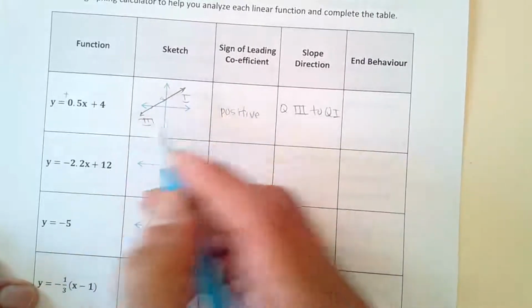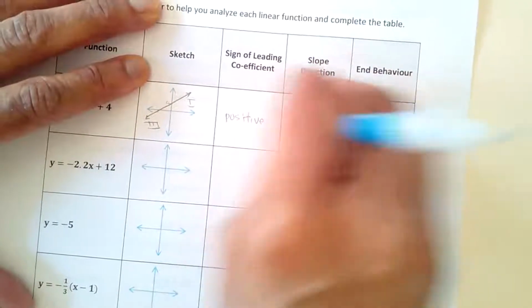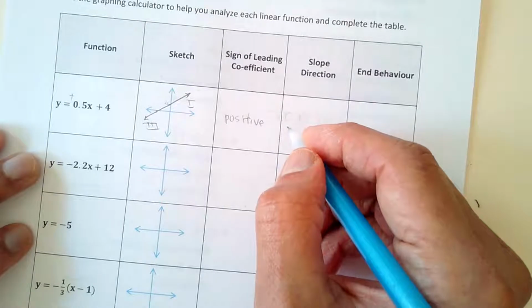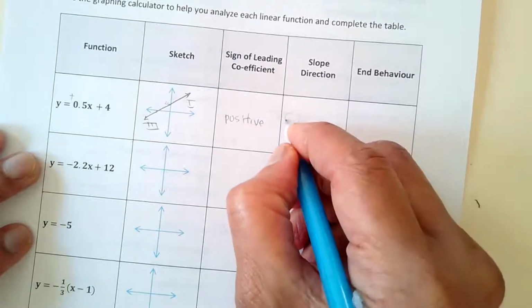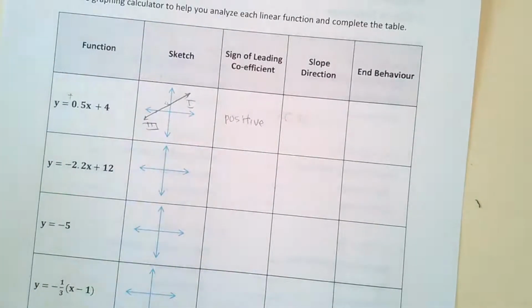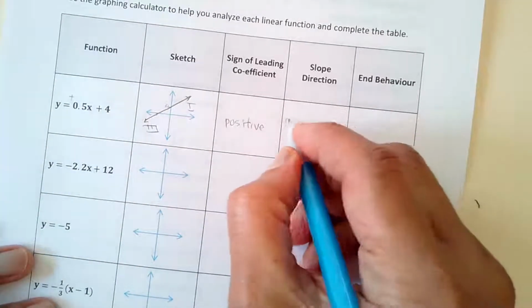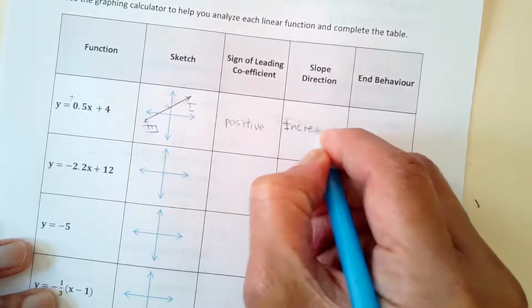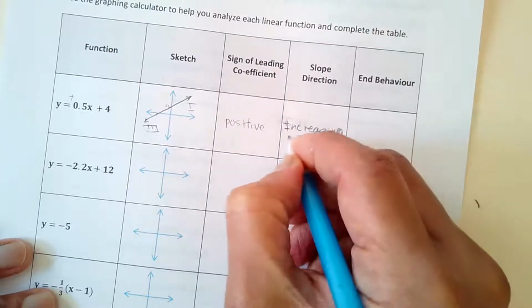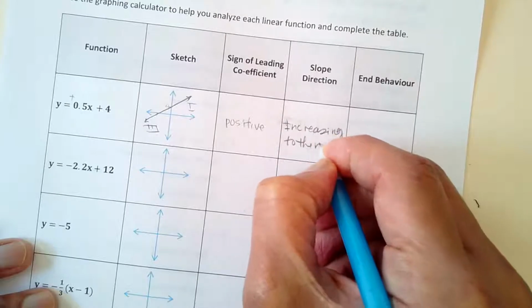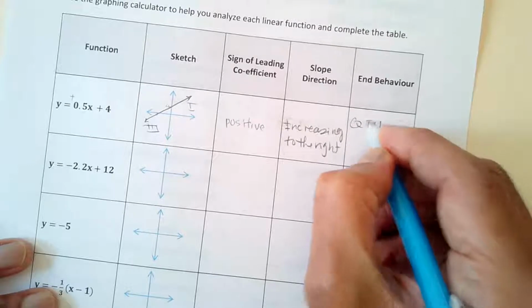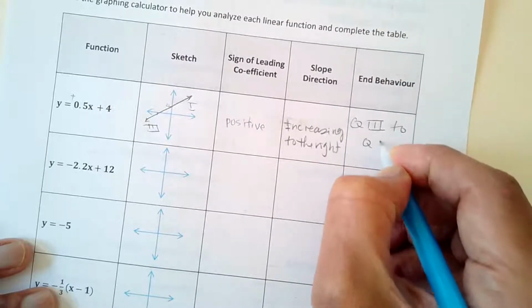Be careful, do not reverse the trend, right? So slope direction is positive. Oops, this would be your end behavior. Slope direction is positive. So it's increasing. So this is what rises to the right, or increasing to the right. And end behavior, sorry about that, quadrant 3 to quadrant 1.